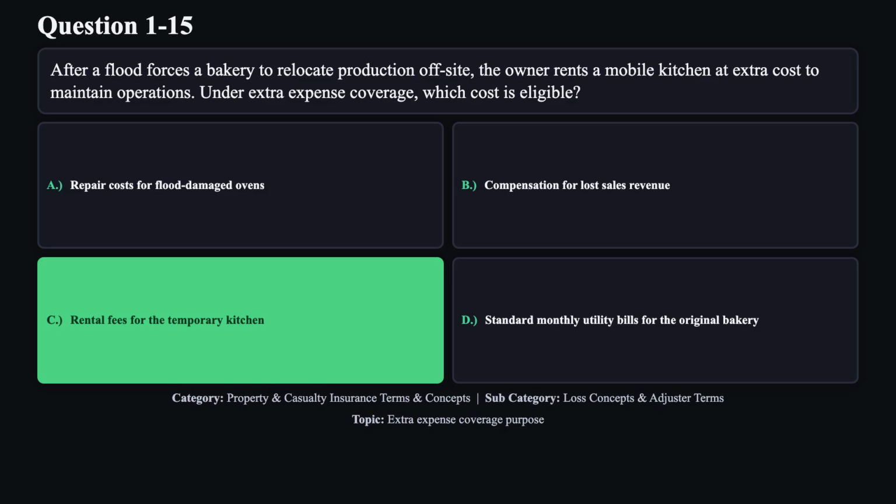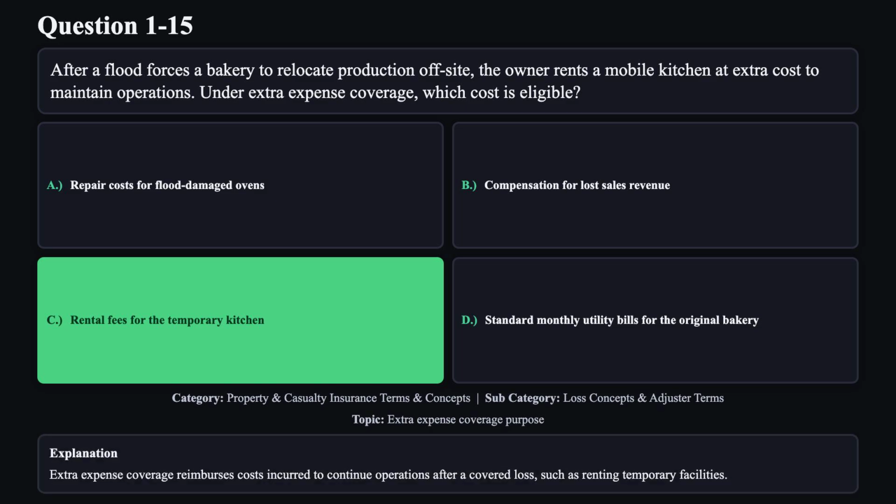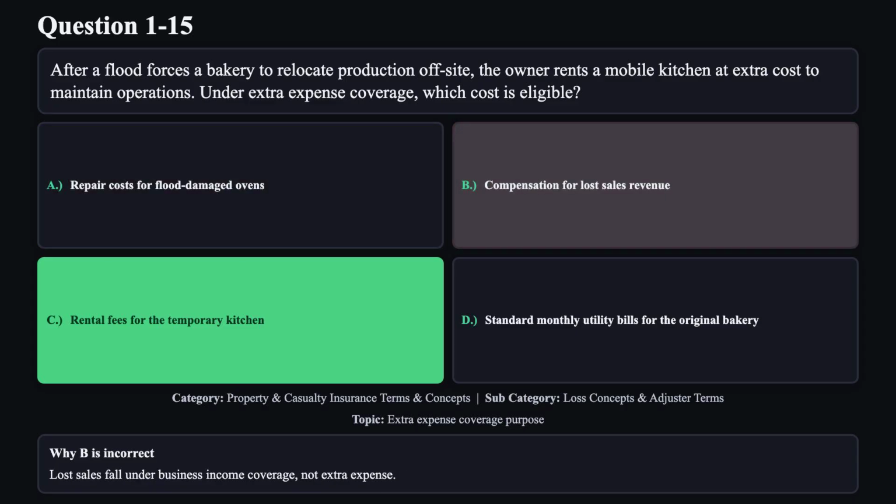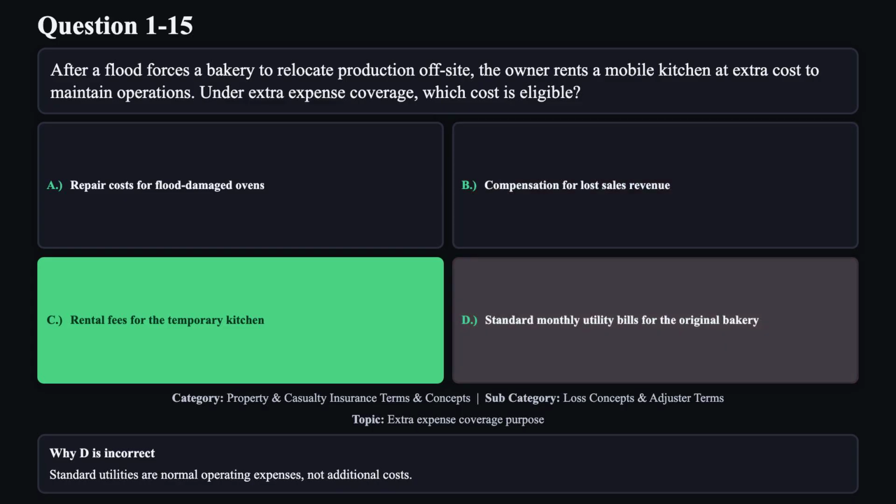The correct answer is C. Extra expense coverage reimburses costs incurred to continue operations after a covered loss, such as renting temporary facilities. Reason A is not correct. Repair costs relate to property damage coverage, not extra expenses. Reason B is not correct. Lost sales fall under business income coverage, not extra expense. Reason D is not correct. Standard utilities are normal operating expenses, not additional costs.